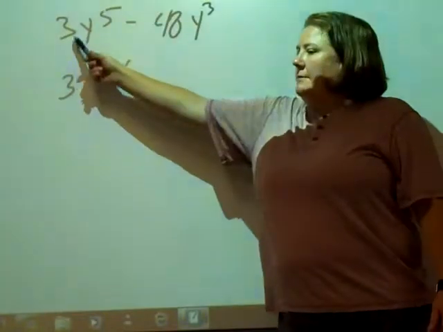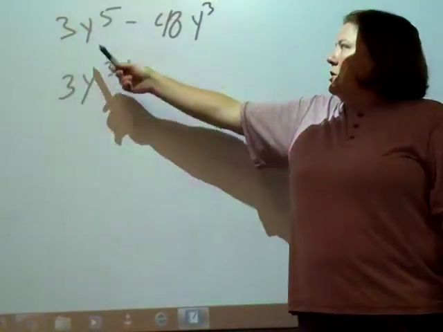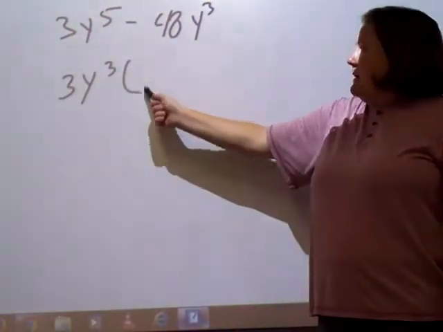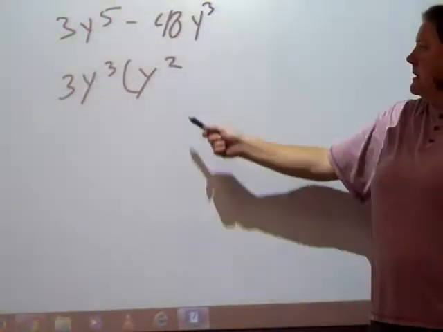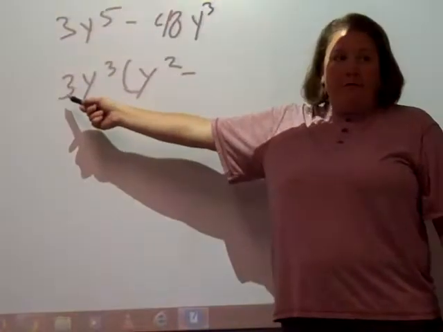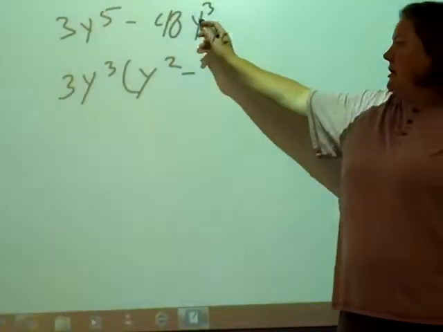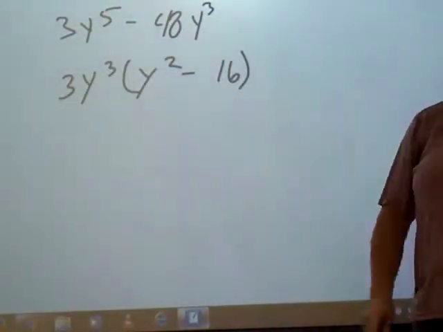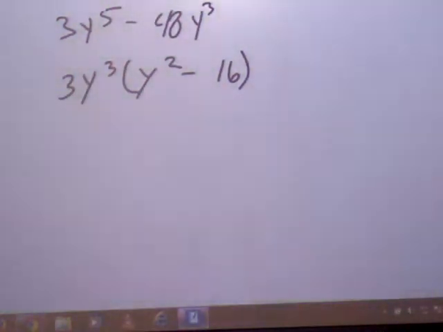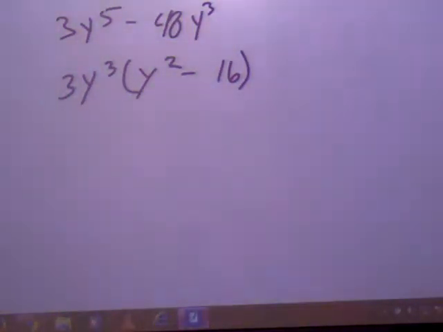So 3 divided by 3 is 1. Y to the 5th divided by y cubed is y squared. Minus 48 divided by 3 is 16. And y cubed divided by y cubed is just 1. Alright, this one can go farther. That thing I've got in the parentheses there, y squared minus 16, has a special name. Remember what kind of factoring it's called? That y squared minus 16?